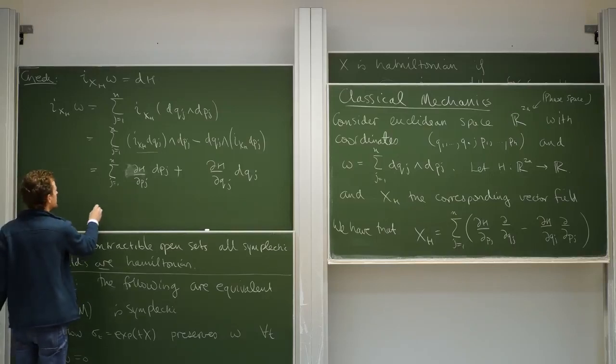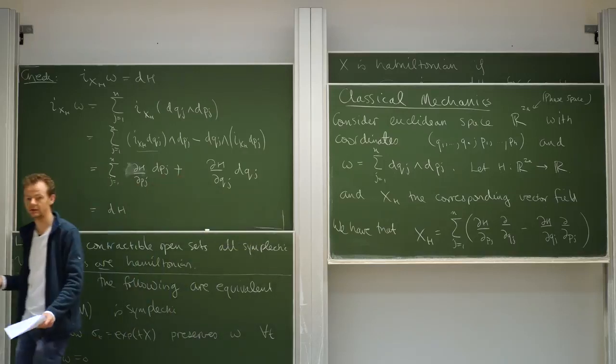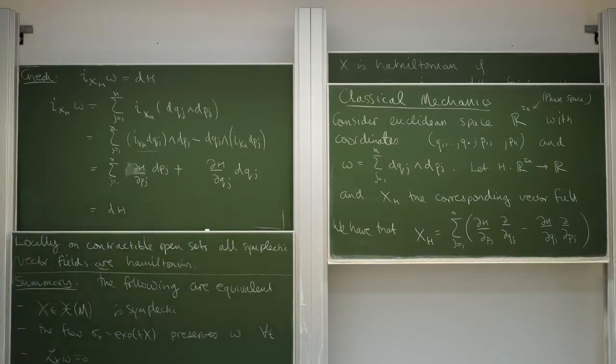And look, how neat is that? All right, so it's all good. This is indeed the Hamilton vector field corresponding to the function H. But what does this have to do with classical mechanics?